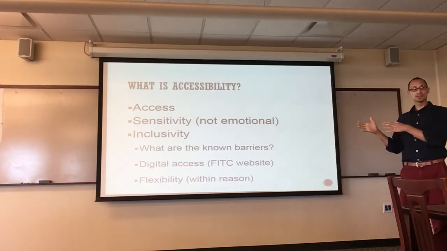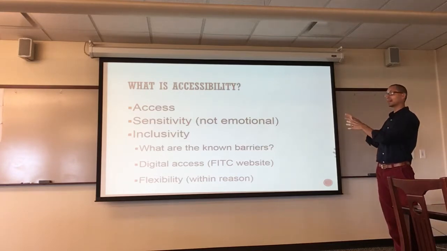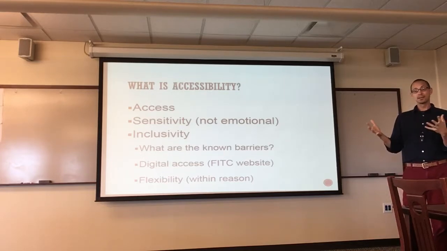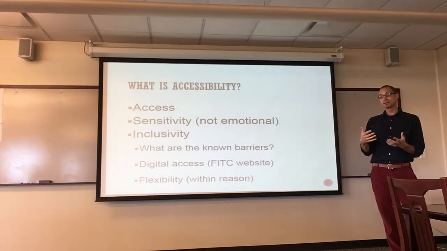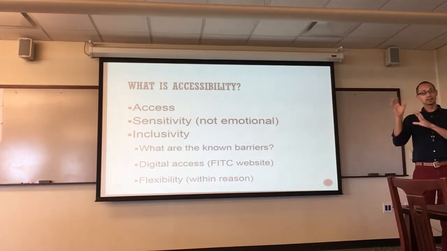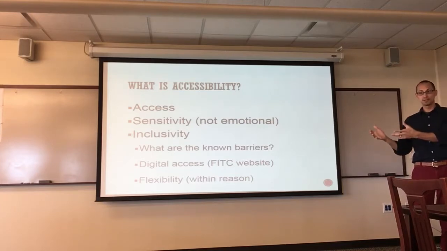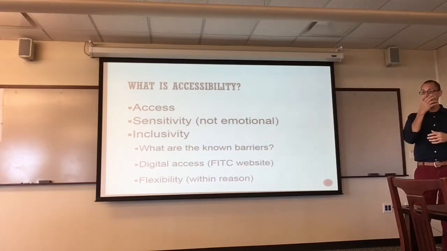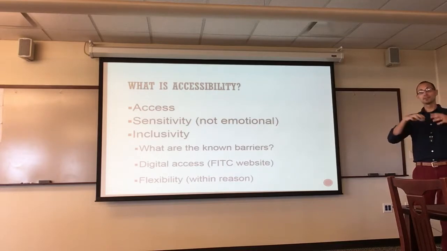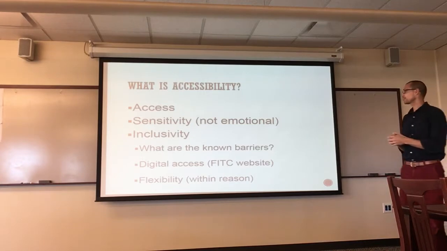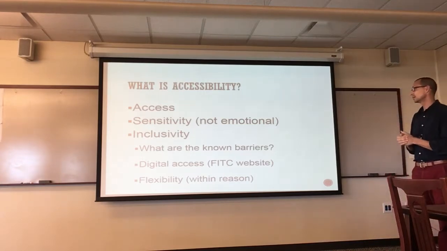We also need to be sensitive. When I say that, it's not emotional sensitivity. It's not you feeling bad for anybody. It's being sensitive to the needs that people have. And so when you get an idea of, okay, if somebody has a vision impairment, they probably need these things. If somebody has a hearing impairment, motor impairment, whatever, they probably need these things. That's just you becoming sensitive to the differences between people and then becoming knowledgeable about what helps people with disabilities. And that's included in accessibility.